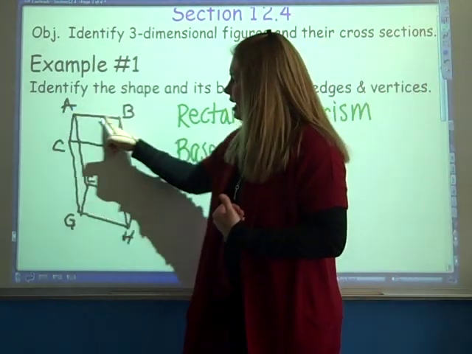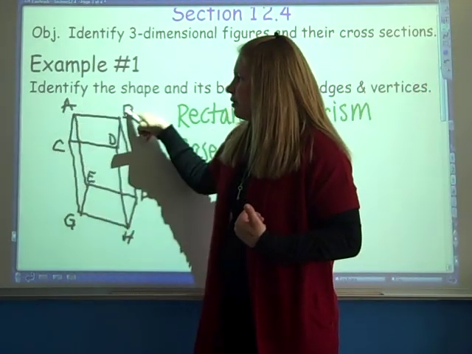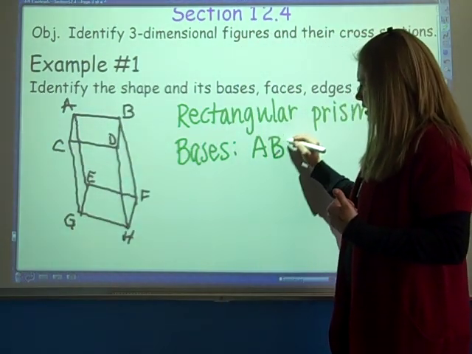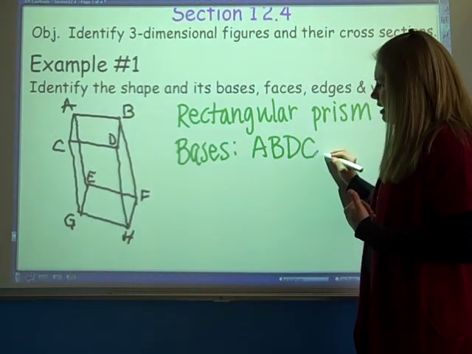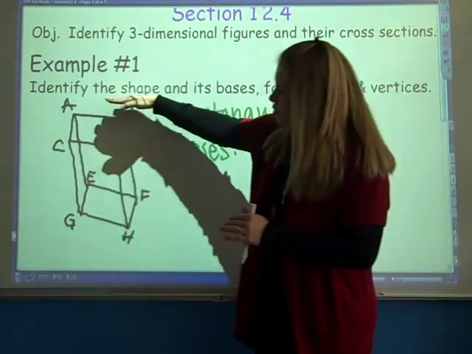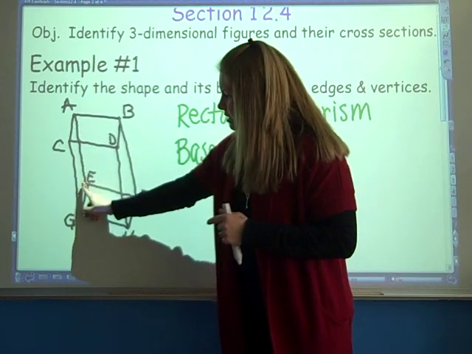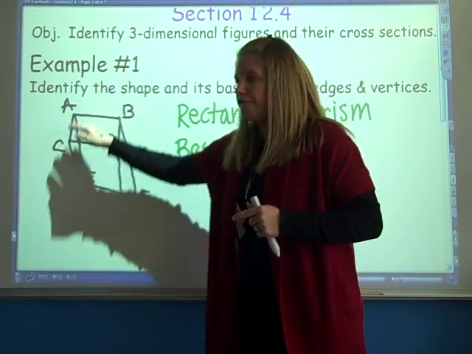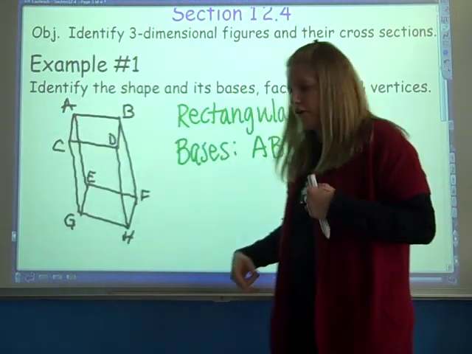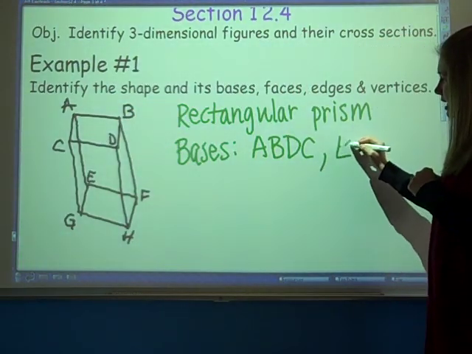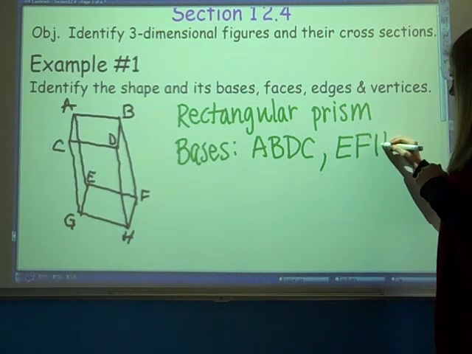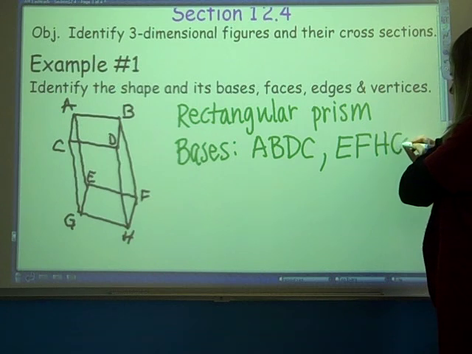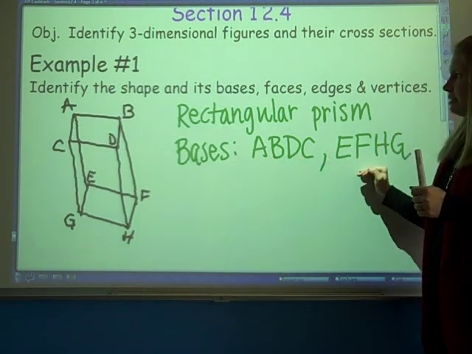We have A, B, D, C. You name it going around in a circle. So one of the bases is A, B, D, C. And the other base that goes with this base, A goes with E, so you start with E, E, F, H, G. You're going to follow the same pattern that you used for the first one. So it's E, F, H, G. So these are the two bases.